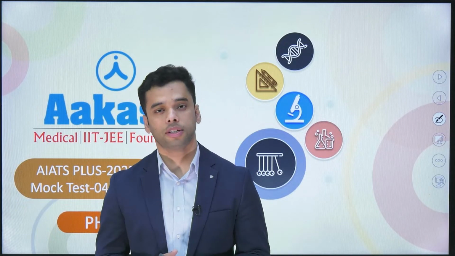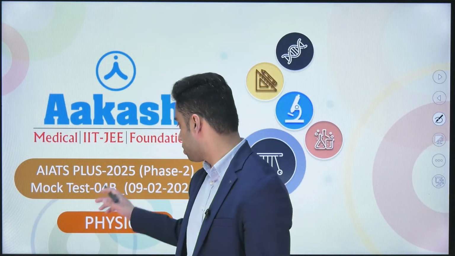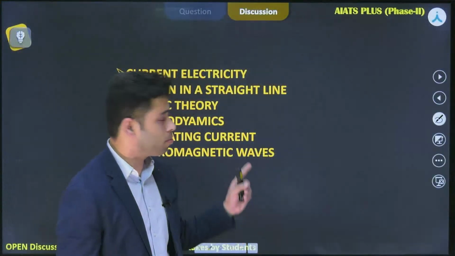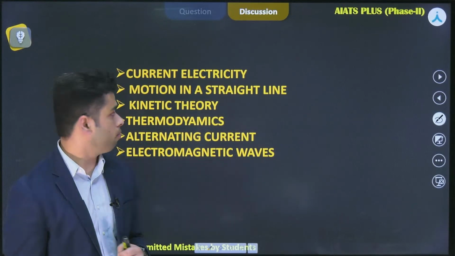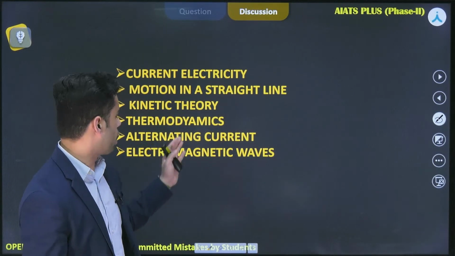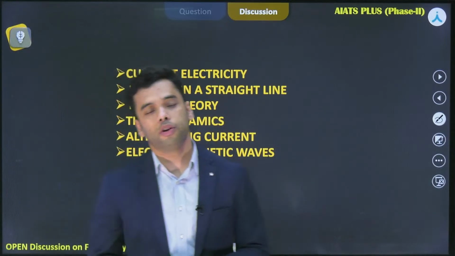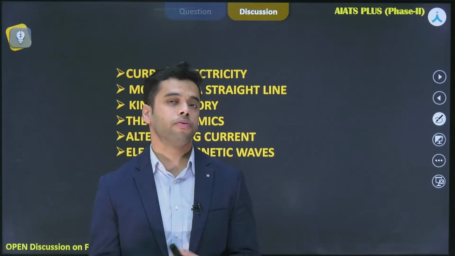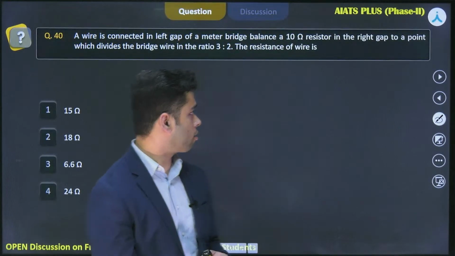In which we are going to discuss the paper AIATS plus 2025 phase 2 mock test 4B that was conducted on 9th of February 2025. And I will be taking the problems based on these chapters, which is current electricity, motion in straight line, kinetic theory, thermodynamics, alternating current, and electromagnetic waves. Important chapters from the point of view of NEET examinations, and you must expect a lot of problems from these chapters. Now let's move forward towards our first problem, and it's right there on your screen.